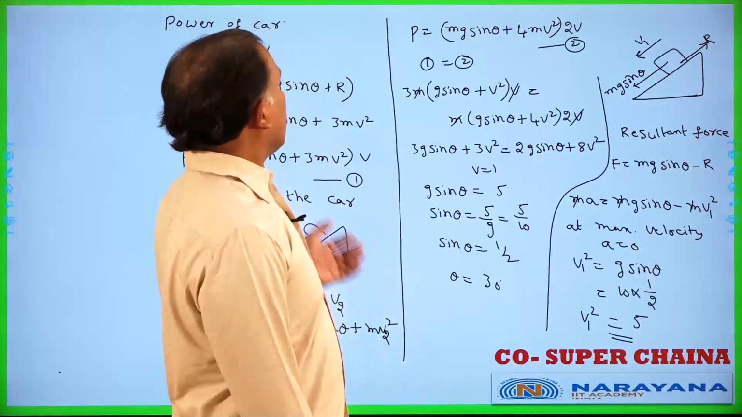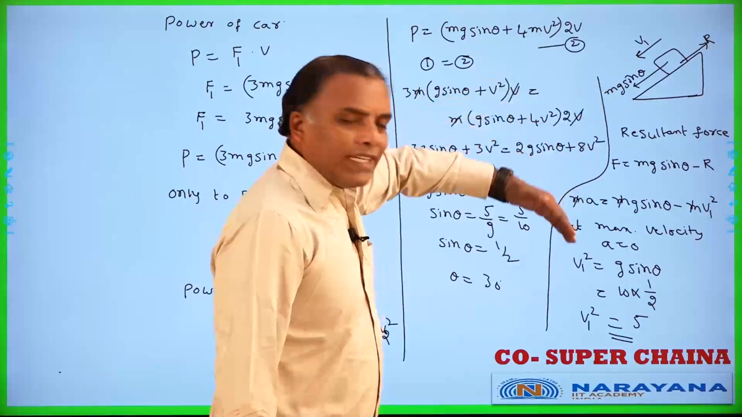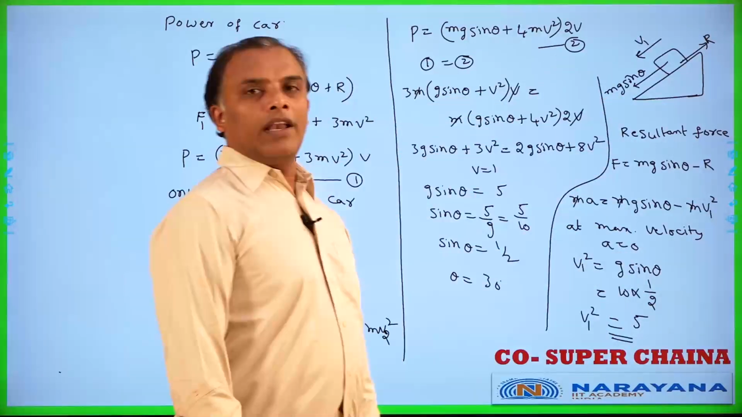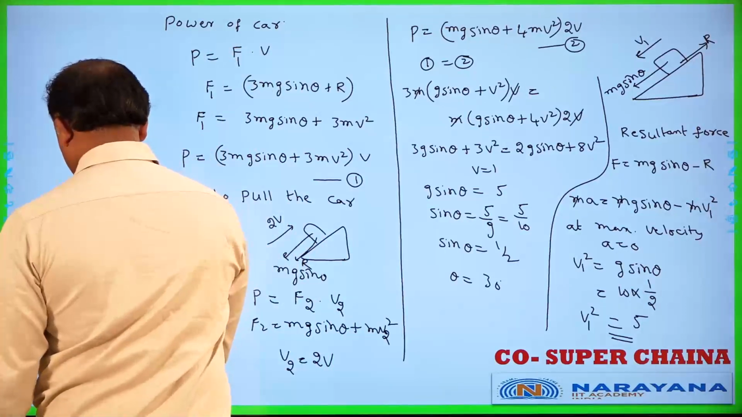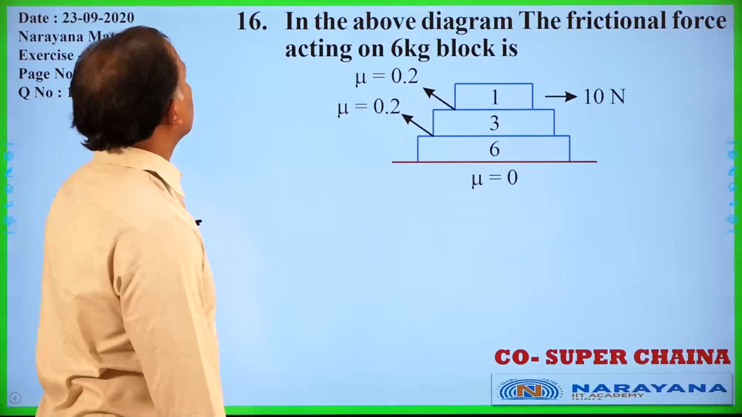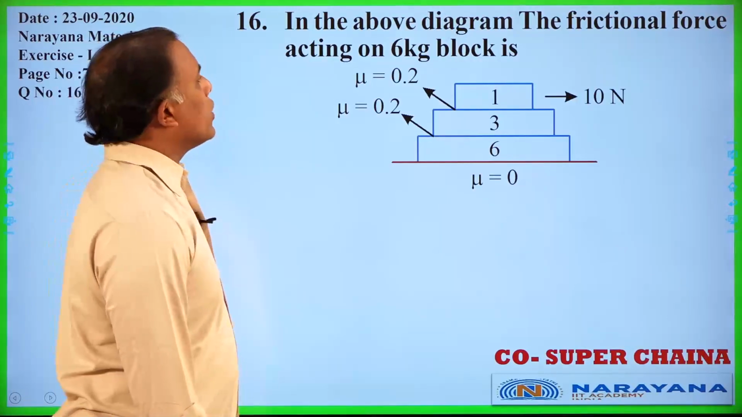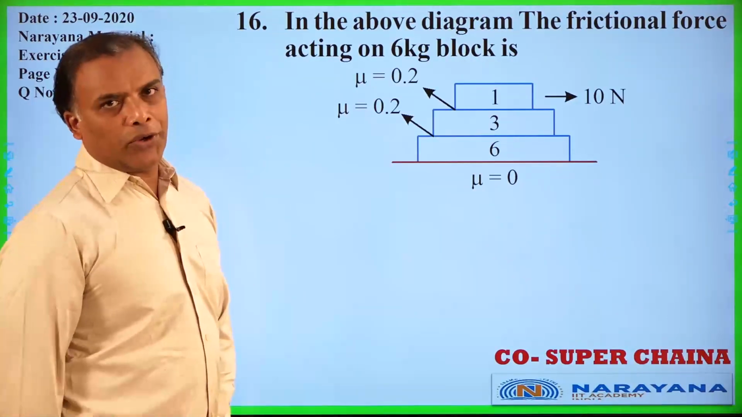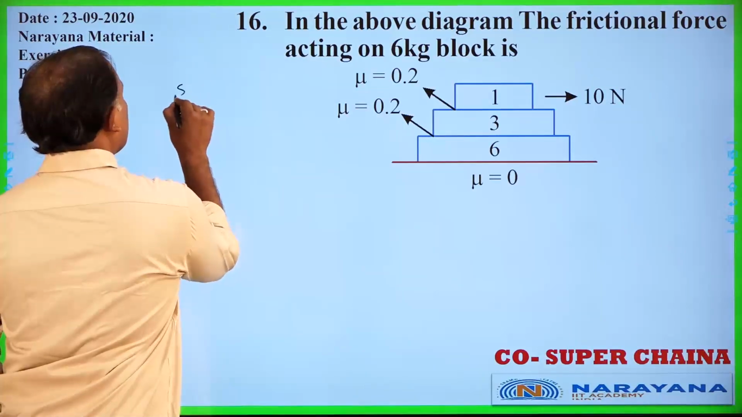So like this we can solve. First, equating power, from that power I am finding the angle. Now if it is released, then what is the velocity? Like this we can solve this question. Yes, next question we can go for. Find the frictional force acting on the 6 kg block, he is asking you. So find the frictional force on the 6 kg block.